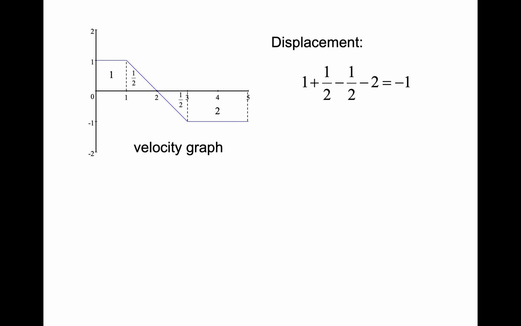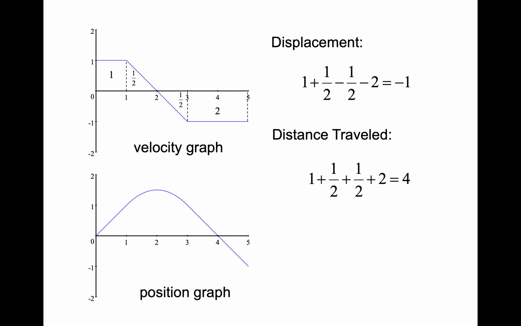If you look at this graph, notice there's more underneath the x-axis than there is above. So that makes sense that we have a negative displacement. If you want the total distance traveled, you just take all those as positive values and add them up, and you get 4. Okay, so again, make sure you know the difference between displacement and distance traveled.